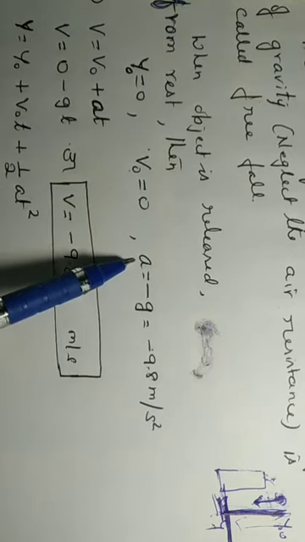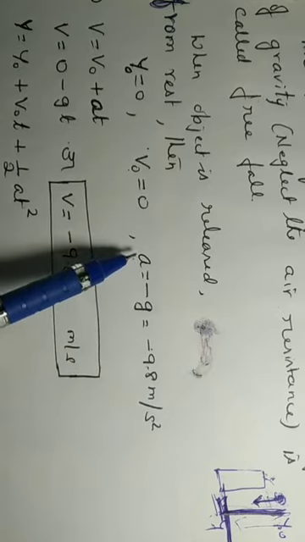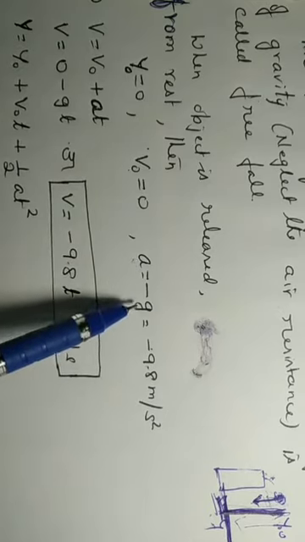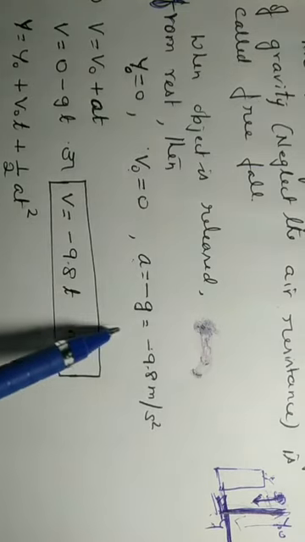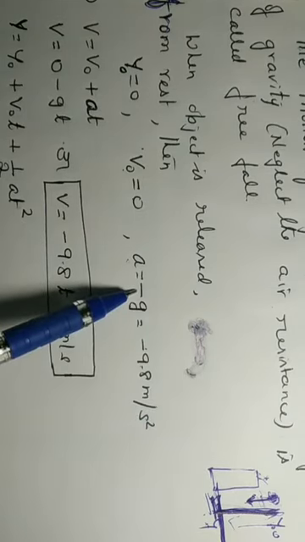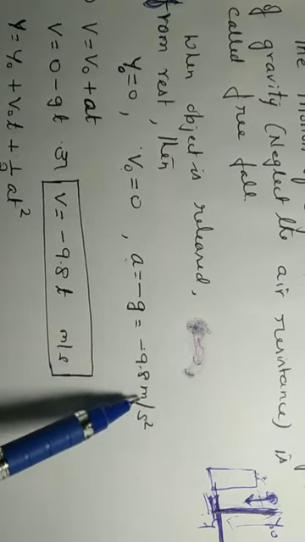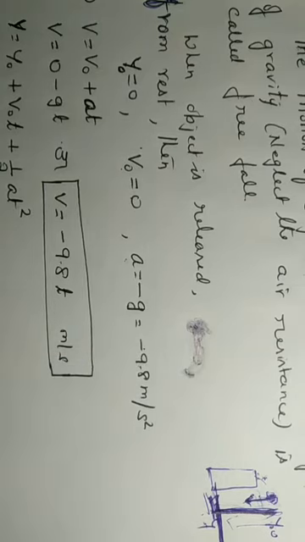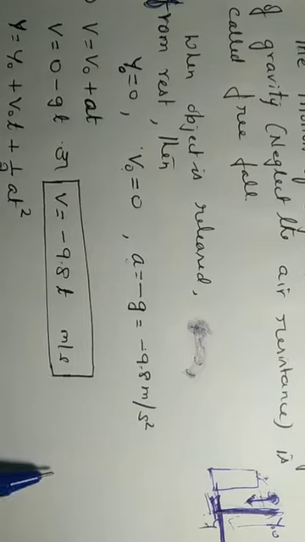Then a, what is a? Acceleration. It moves under the influence of gravity, therefore instead of a you have to write g. What is g? Acceleration due to gravity. It is along the negative y-axis, so you have to write the sign here, minus g. You know the g value, 9.8 meter per second square. Now we can use these values in different kinematic equations.